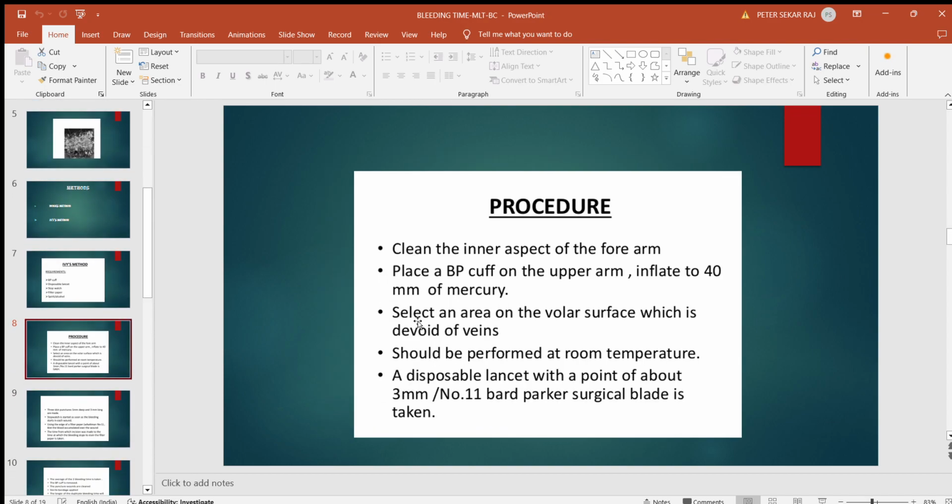This is the procedure involved in the detection of the bleeding time. First we have to clean the inner aspect of the forearm and place the blood pressure cuff on the upper arm. Inflate to 40 mm of mercury. Select an area on the volar surface which is devoid of veins, and it should be performed at room temperature. A disposable lancet with a point of about 3 mm or a number 11 Bard-Parker surgical blade can be used.